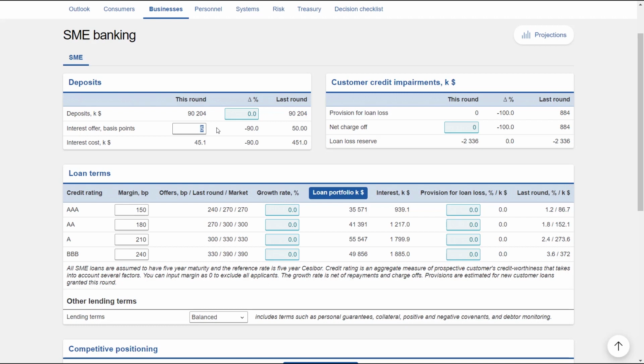Next we move on to the business customers, and here again we make deposit offers, so we can decide how much we pay to the business customers for the money that they keep in the bank, and decision here, and estimated growth here.